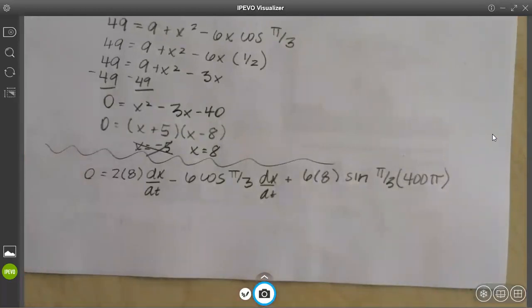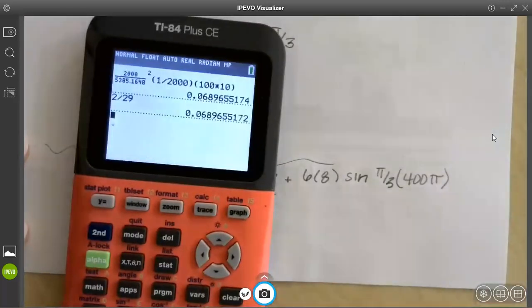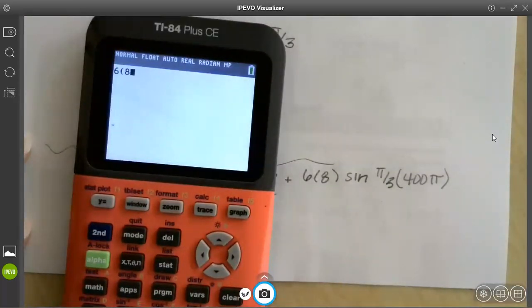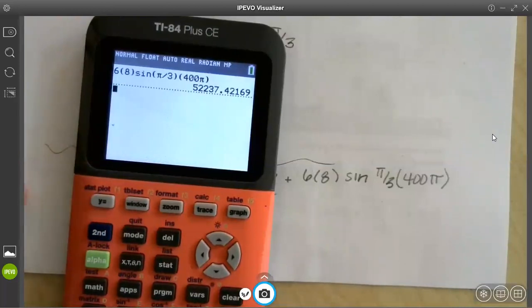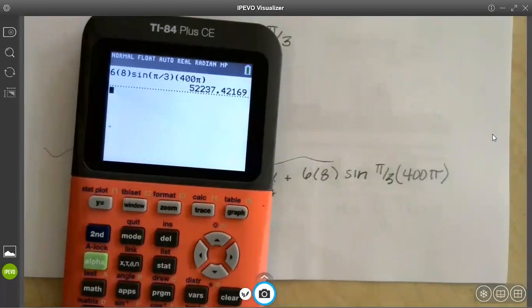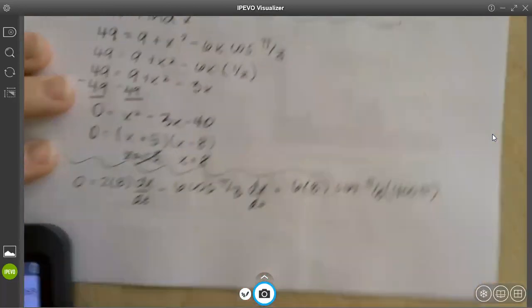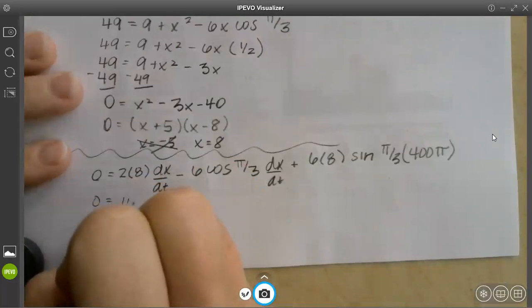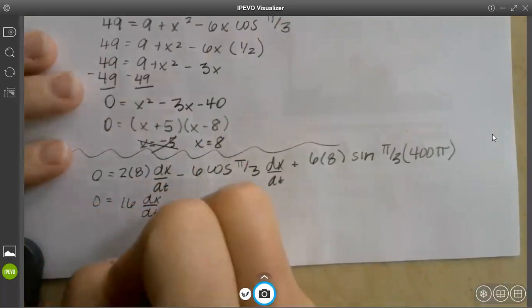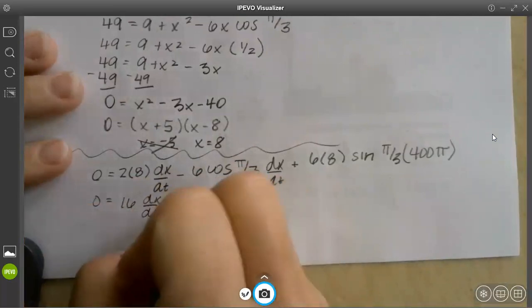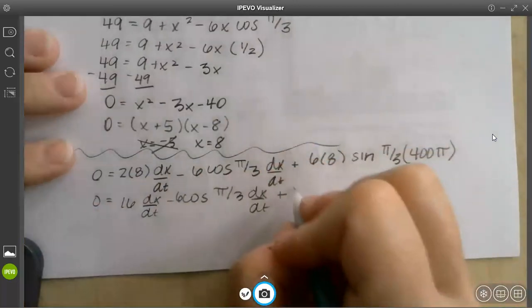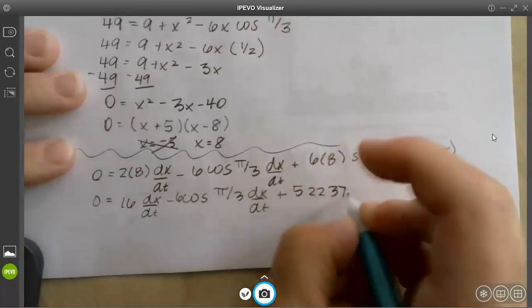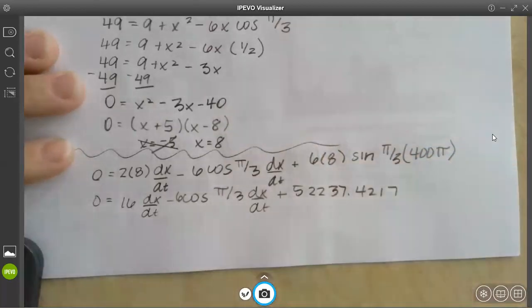I'm going to go ahead and put this in my calculator. So 6 times 8 sine pi over 3, 400 pi gives me 52,236. It's fine. That's a good number. Okay. So I'm going to rewrite this. 16 dx over dt minus 6 cosine pi over 3 dx over dt plus 52,237.4217.